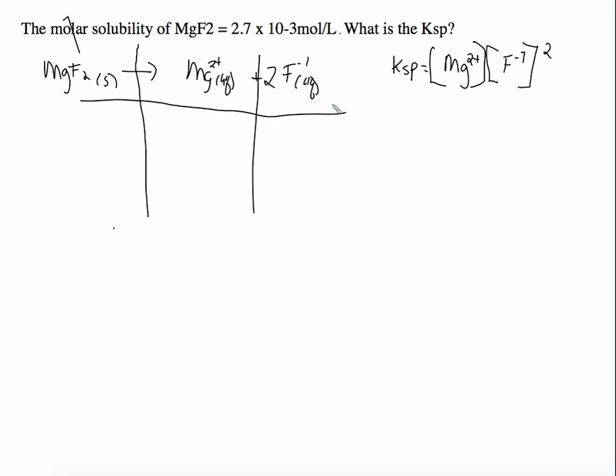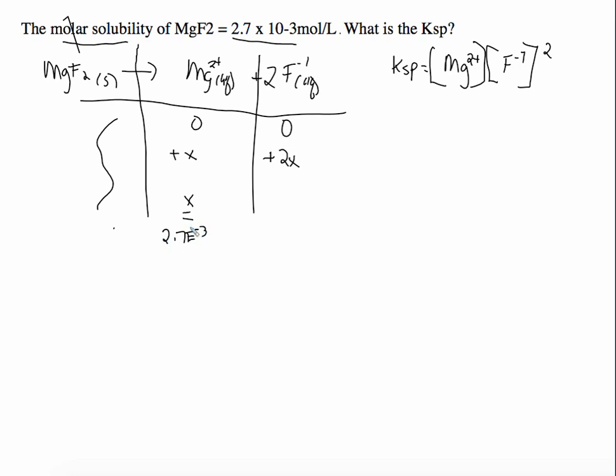Okay, we make an ice table. And solids don't count. We know that this is 0 and this is 0. This one's going to go up by x. This one's going to go up by 2x. Okay, but now here's the thing. At equilibrium, we know that this is x, and x is the molar solubility. And they're telling us what that number is.